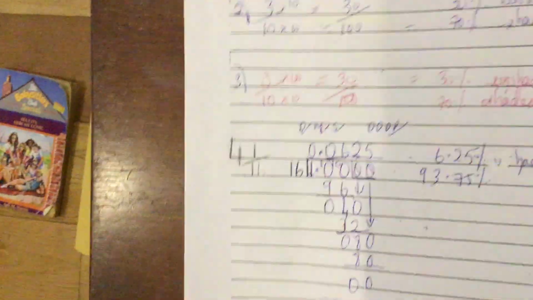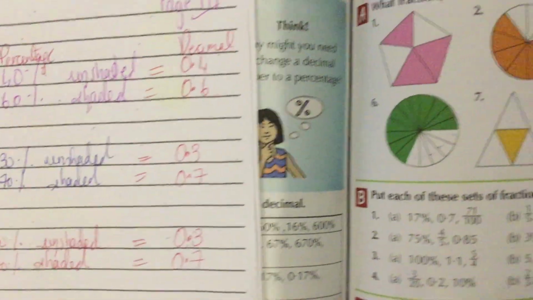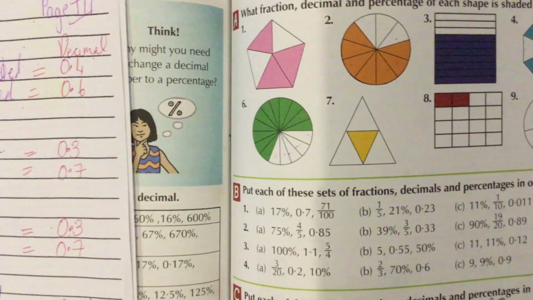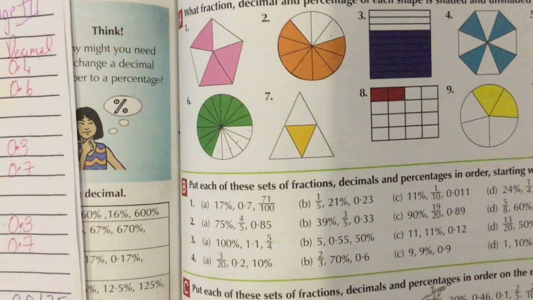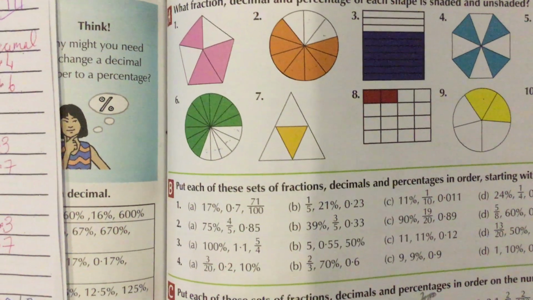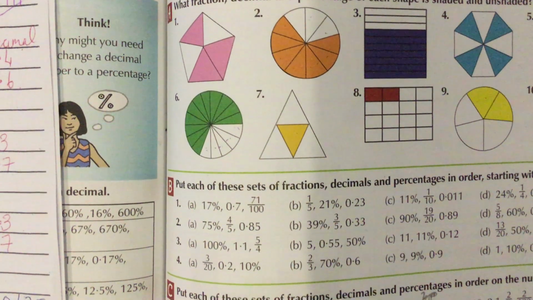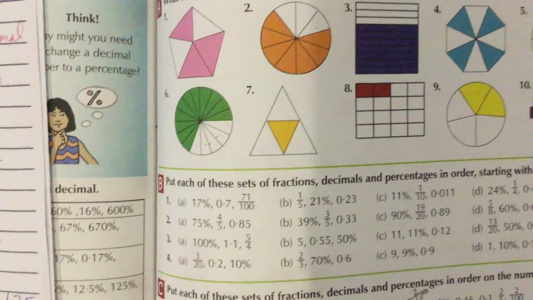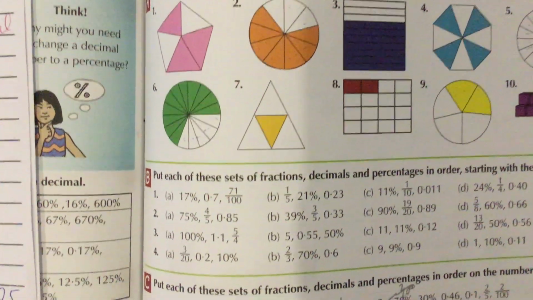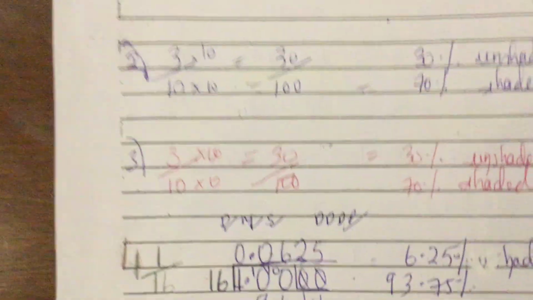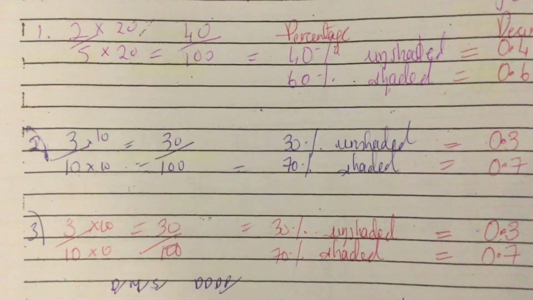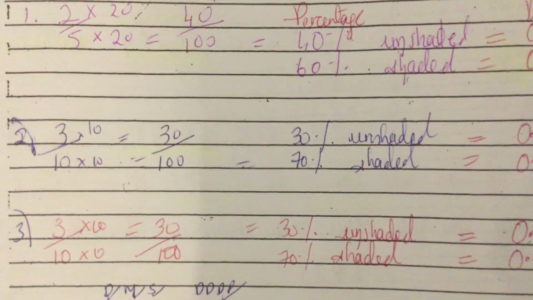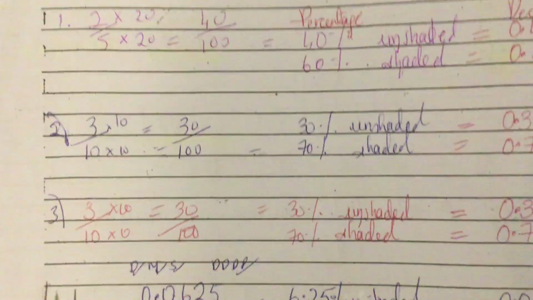Okay, guys, so we're going on to number 4. And 4 is again, number 3. Okay, I did the unshaded part, 3 out of 10, and it's the same as above. You get the same answer.